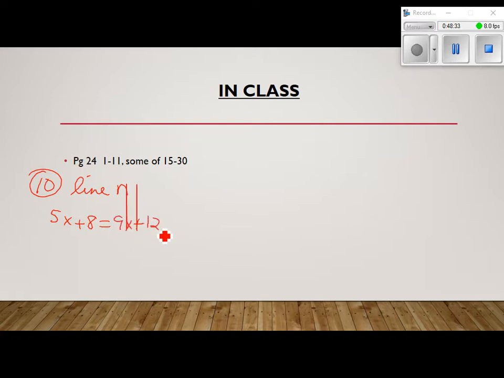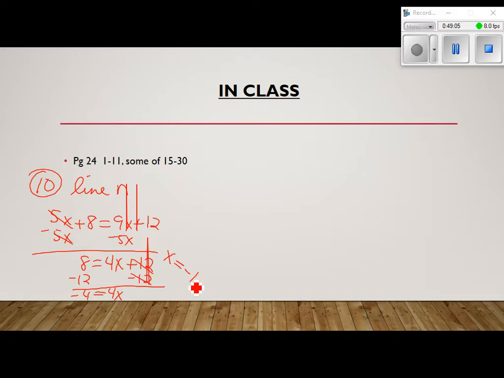Ignore all those stray marks. Subtract 5x on both sides. 4x. Now it's better, right, Connor? Because I'm actually showing you how to do it instead of spitting words at you. Add 12 on the other side. That's negative 4 equals 4x. Divide by 4, what's x come out to be? Negative 1. Be careful there. Negative 1, don't forget about your negatives.